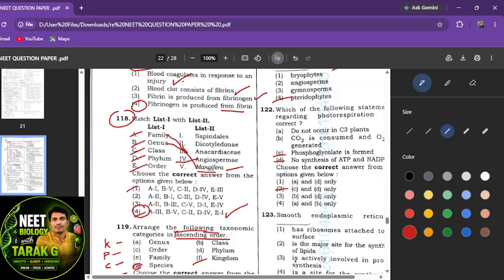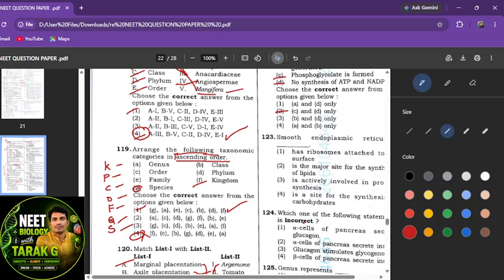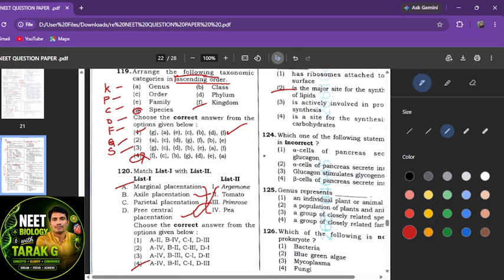And 123, smooth endoplasmic reticulum. 123 is a major site for the synthesis of lipids. Then they ask the smooth, right? Not proteins.